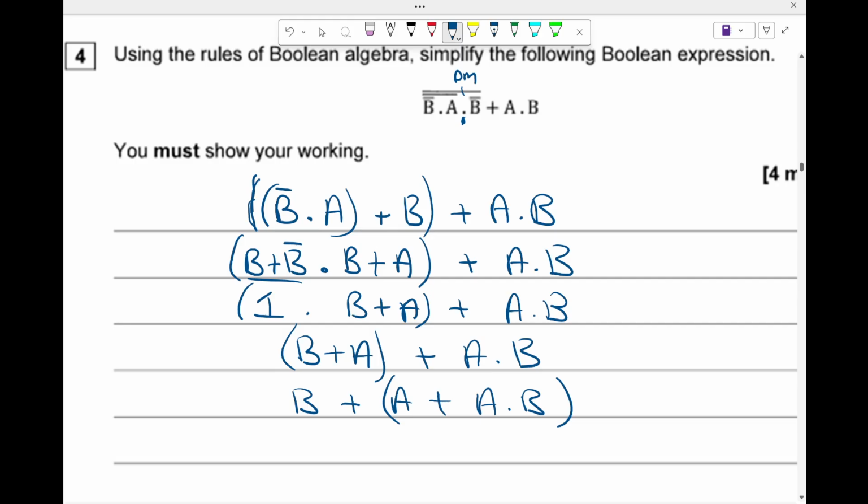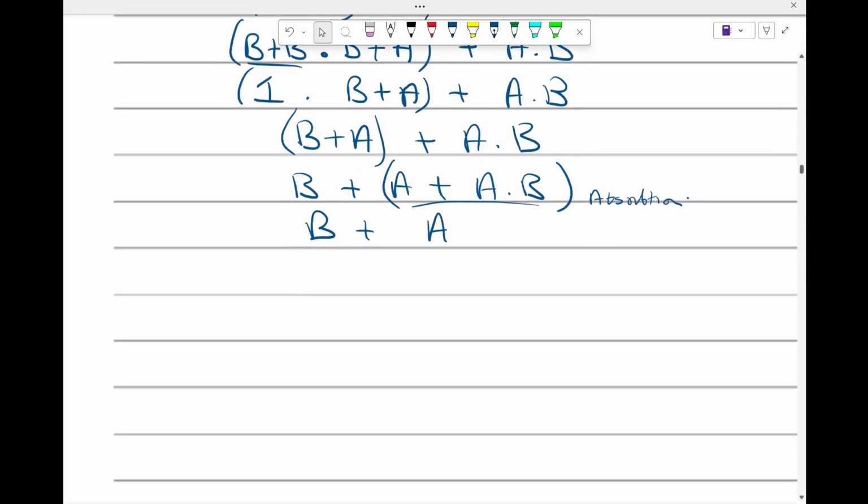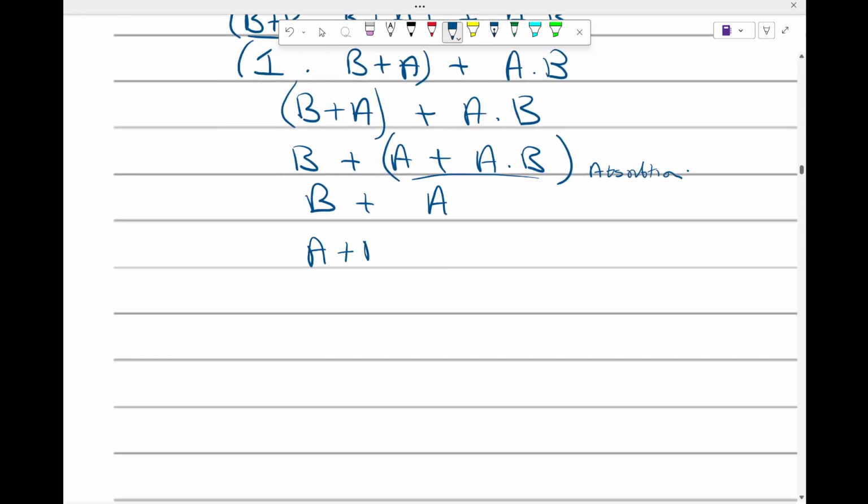Then the next thing we're going to do is, well, we've got a case of absorption here. So this is absorption. Okay, and then that just gives us A. So let's leave this B or A, or as most people would like to say, A or B.